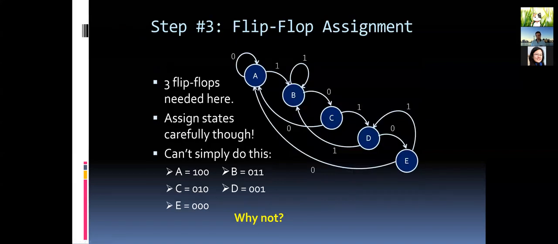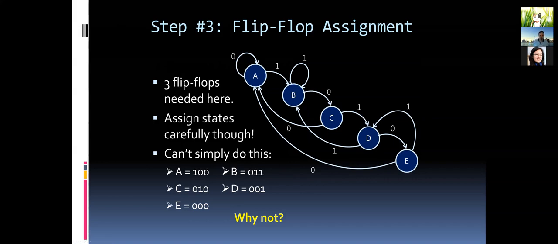Okay, so the next step, remember step three, for this problem, I need to do a flip-flop assignment. Because we have five states, I hope everyone learned by now, I need three flip-flops. Remember, flip-flops can be assigned differently, so there can be some assignments that are better than others. So a question to you: now you have three flip-flops, they can have any combination of 3 bits, and I need to assign states to these combinations of bits. Why is this assignment a terrible idea?